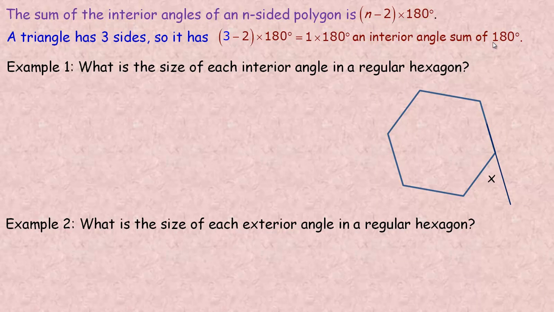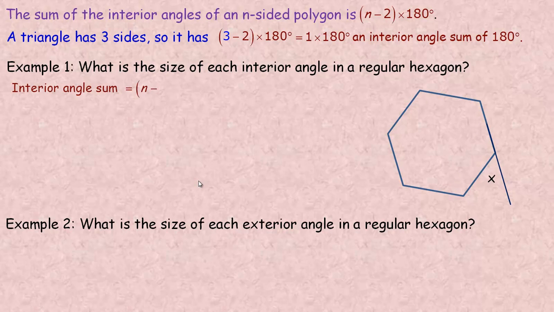In this first example, we're asked, what is the size of each interior angle in a regular hexagon? Now, hex means 6 sides. And regular means they're all the same. So I could have put a mark here and said that all those sides are the same. Now, if all the sides are the same, then all of these angles are also the same.